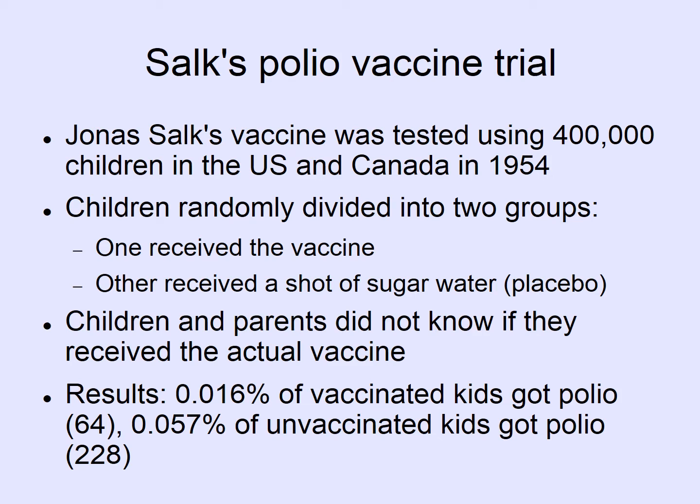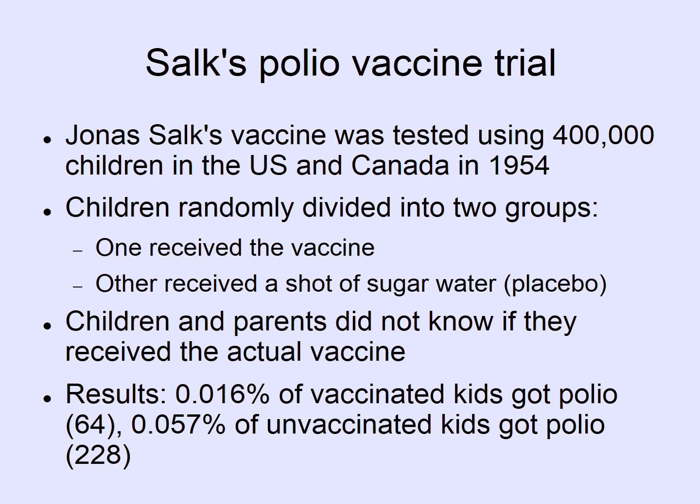Out of those 200,000 kids that received the vaccine, 0.16% of vaccinated kids got polio. Out of the 200,000 kids who did not get the vaccine, but got the placebo sugar water, 0.5% got polio. So right now we're looking at that and we say, okay, the rate of infection in unvaccinated kids was higher than in the vaccinated. All right, we're in the right direction.